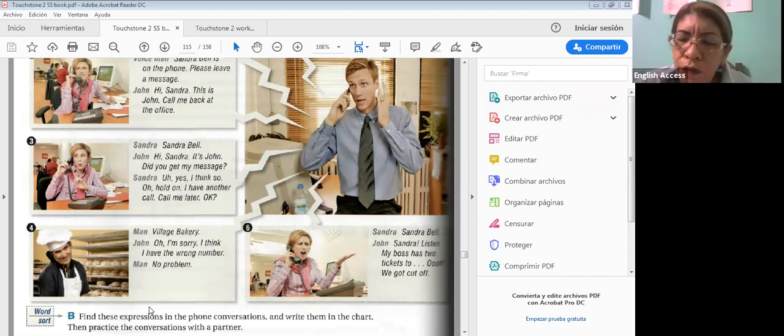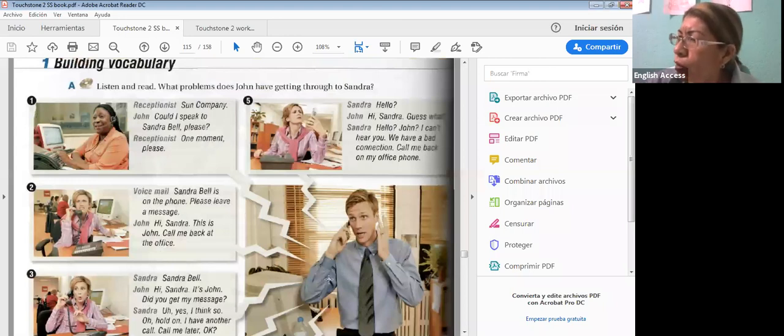Page 100. Listen. On the phone. 1. Building vocabulary. A. Listen and read. What problems does John have getting through to Sandra?